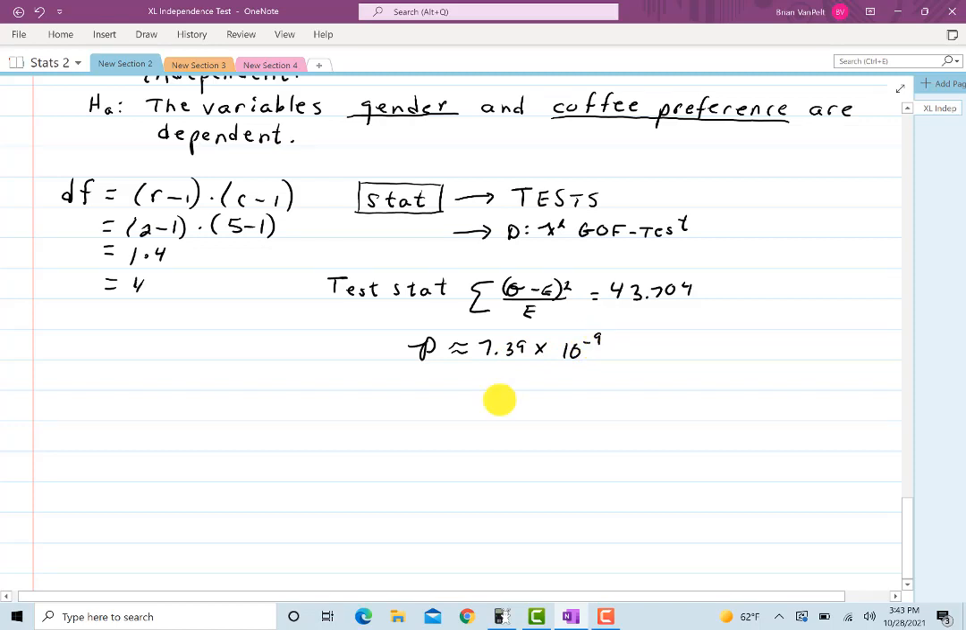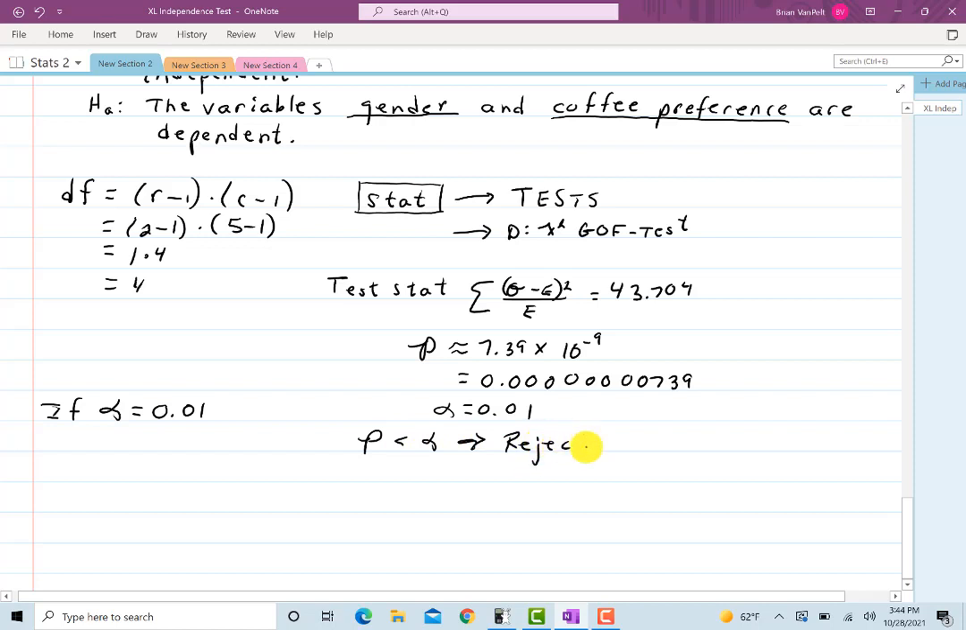By now, you know what that means. That means that it's actually equal to 0. And I'll have 8 zeros before I get to the 739. Now, if alpha were to equal 0.01, we could see that P would be less than alpha, which would mean that we would reject H naught. And we would conclude that there was some dependency on these things. They were not completely independent.